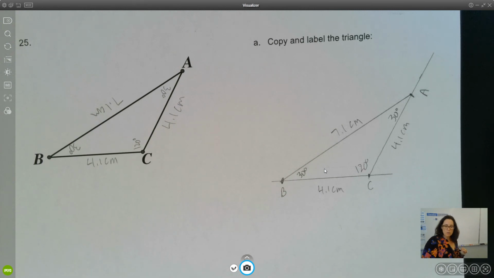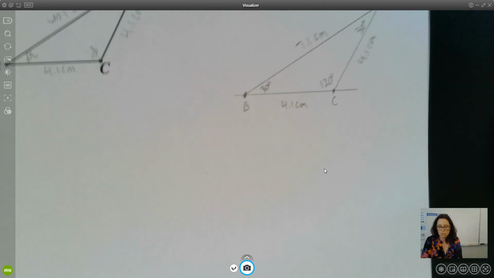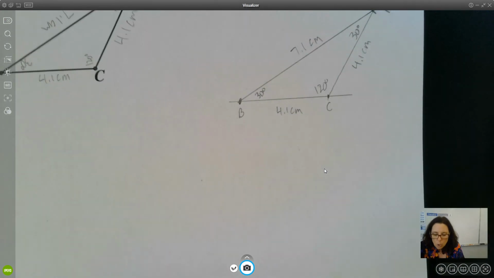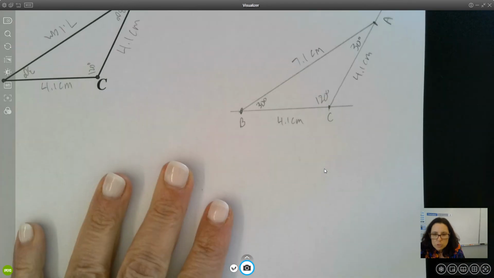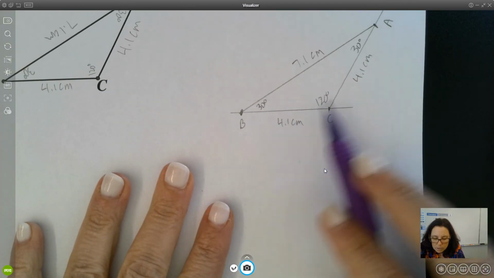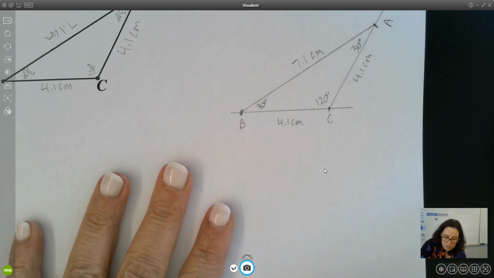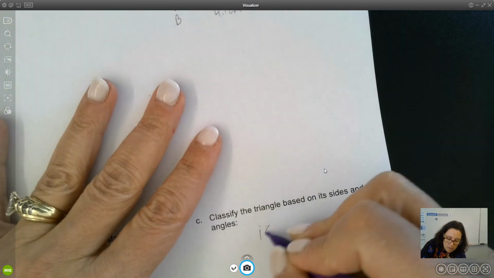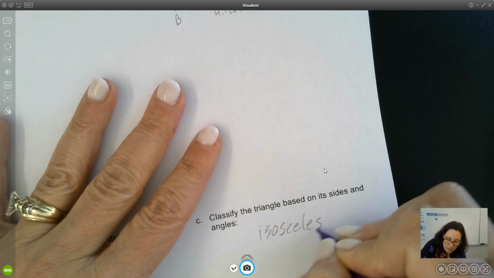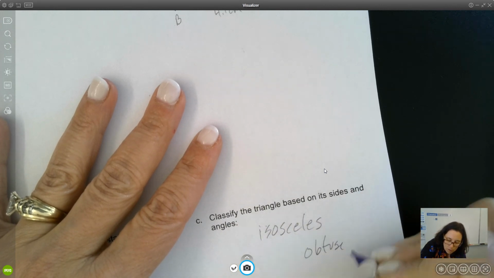Okay, we're skipping part B, triangle inequality theorem statement. We'll come back to that after we do the other part. Classify the triangles based on its sides and angles. Well, we've got an obtuse angle and we've got two sides that are the same. So I hope that you see that this is isosceles obtuse.